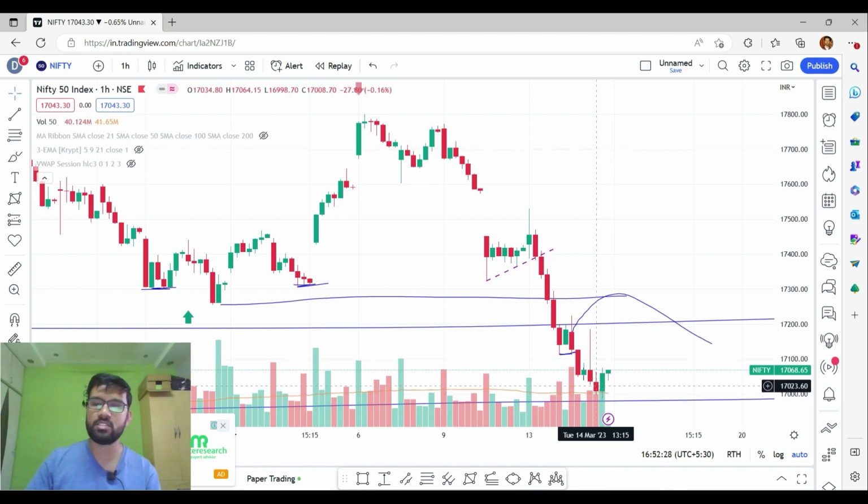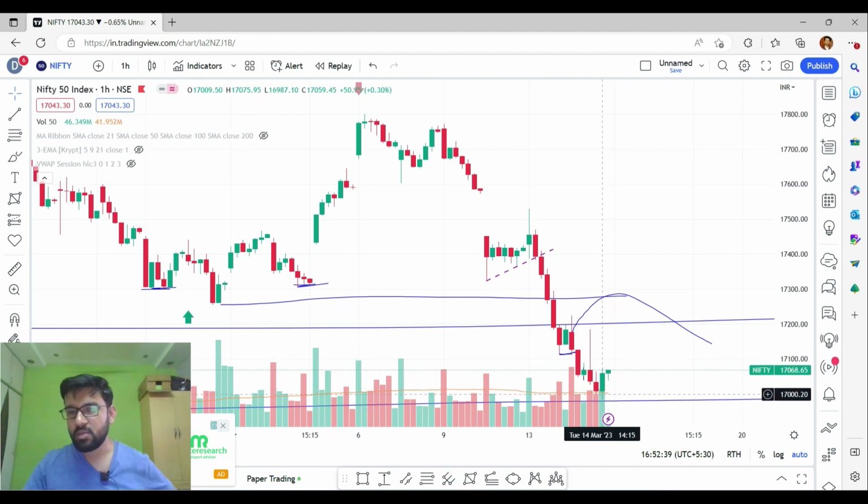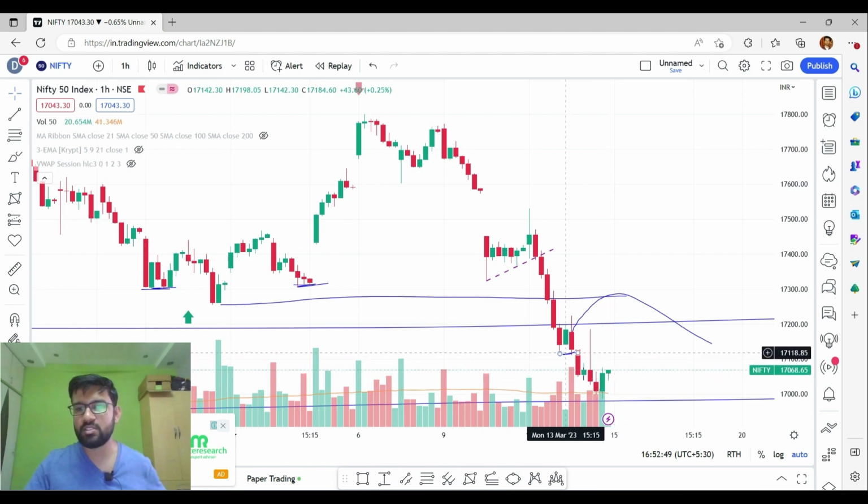But the market couldn't sustain below the 17,000 level, and from there the market took support at this 17,000 level, took a U-turn and is trying to move up. In today's session, exactly at this support point, that is at 17,000 levels, the market has formed a bullish engulfing candlestick pattern. If the market goes up, then we can expect a rally up to this 17,187 level, or a further rally up to this 17,185.